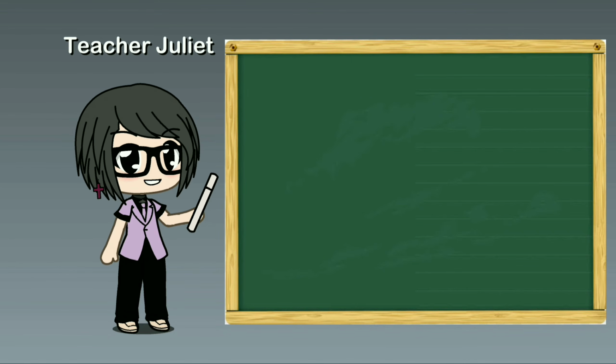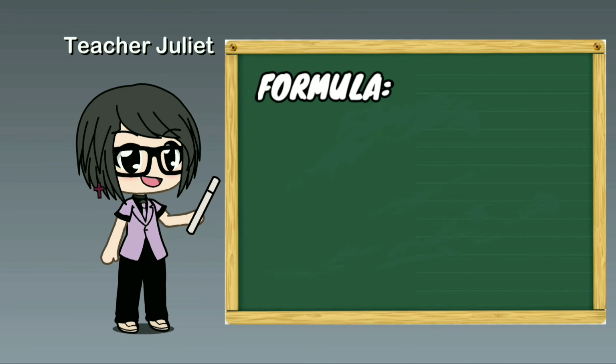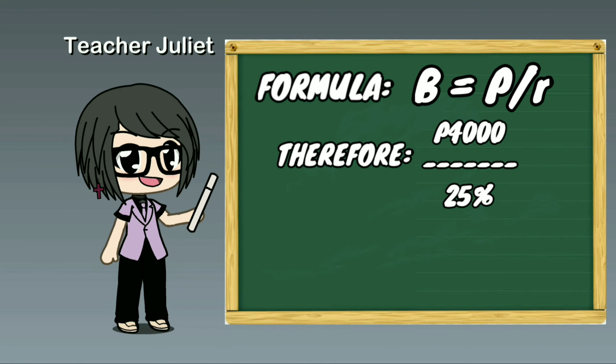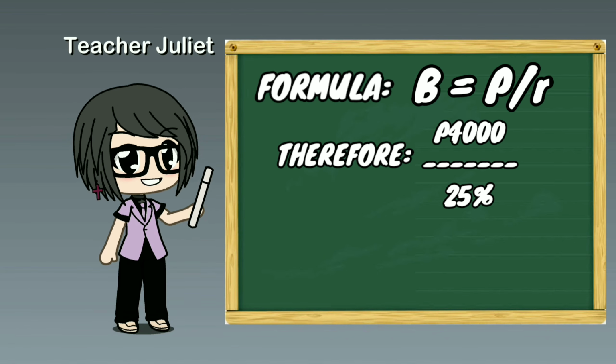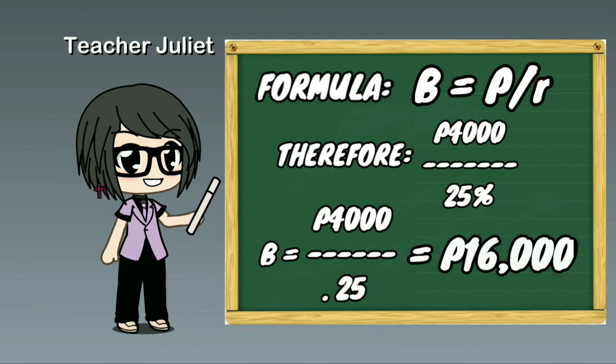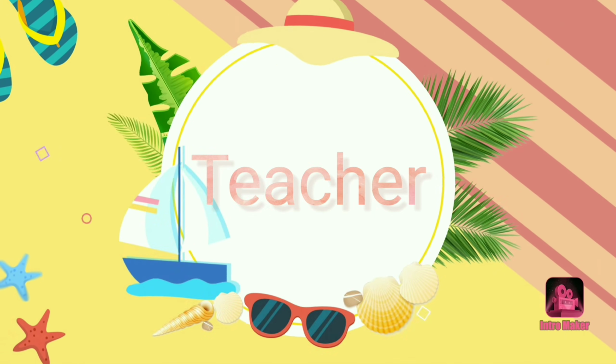To solve for the base, we use the formula of B is equal to P divided by R. Therefore, 4,000 divided by 25%. Again, we change 25% to decimal number. Then B is equal to 4,000 divided by 0.25. The answer is 16,000.